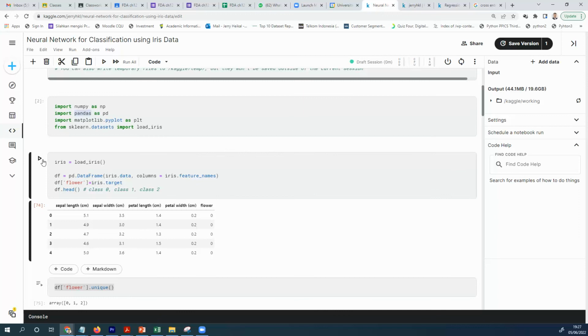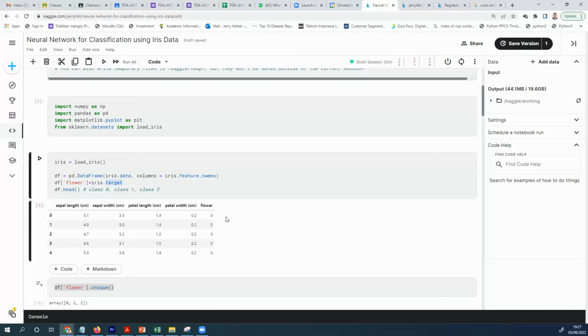Okay, this one is running. In the iris dataset there is the sepal length, sepal width, petal length, petal width, and the flower name. For the flower name, 0 is Setosa, 1 is Virginica, and number 2 is, what is it? I forgot. There will be 3 flower names.